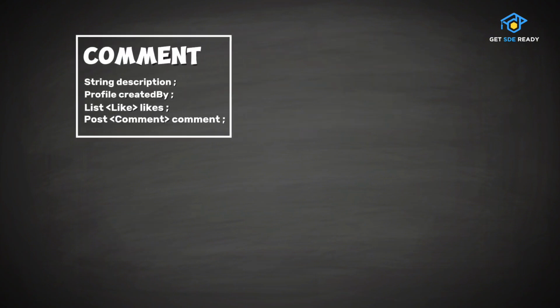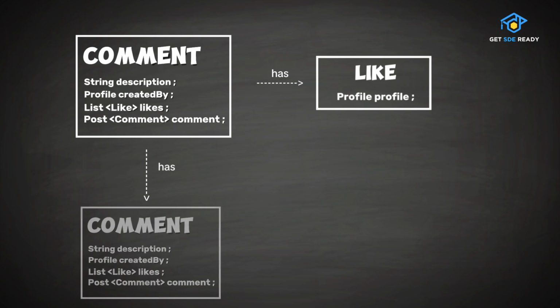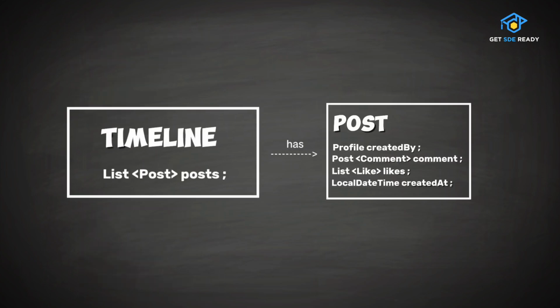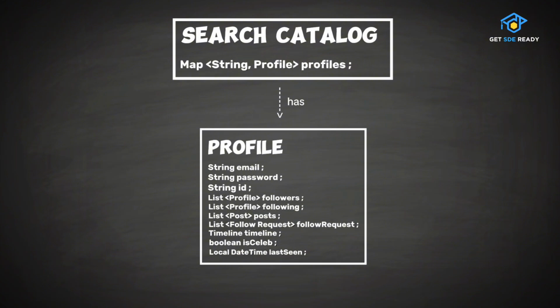Let's talk about comments now. Comment has a list of likes and comments has comments also. I think this should be enough. Timeline has a list of posts. A search catalog is having a list of profiles. So again, we're pretty much done with the relations also. Let's talk about services now, or interfaces.